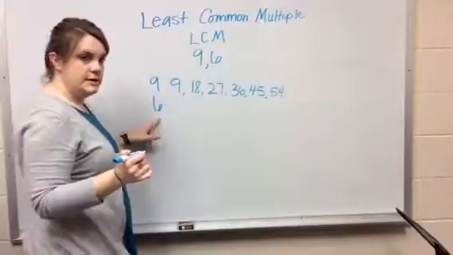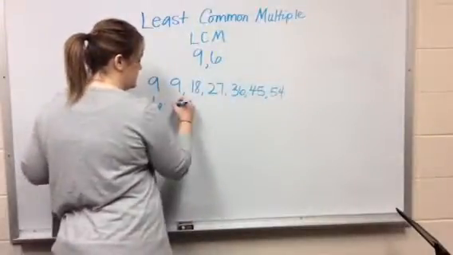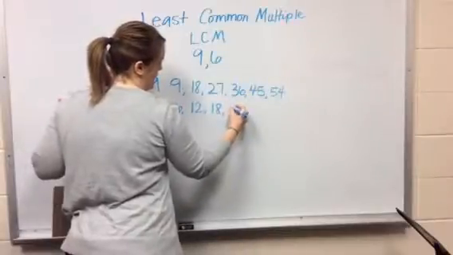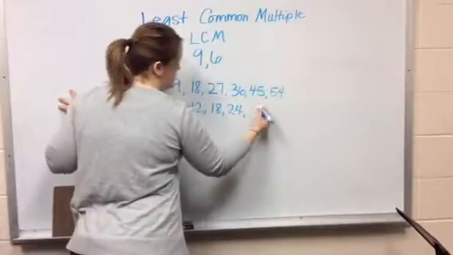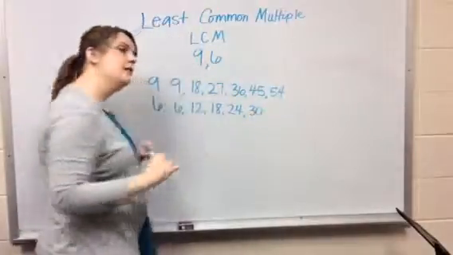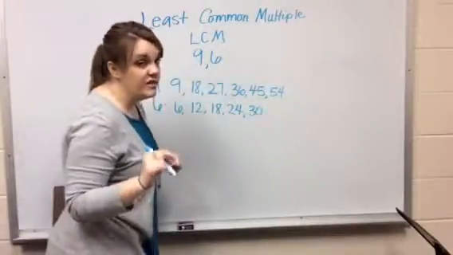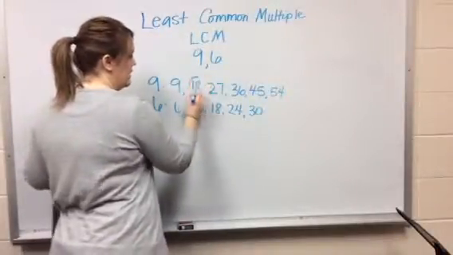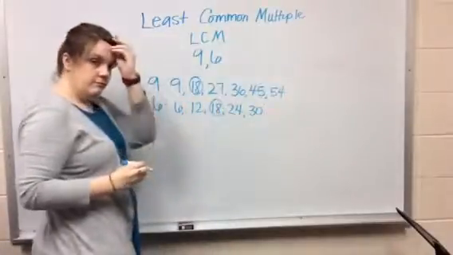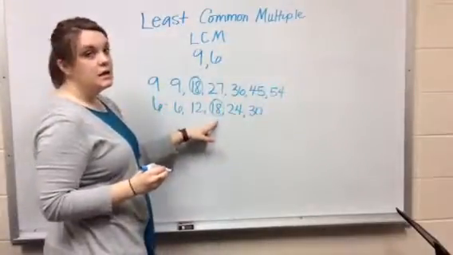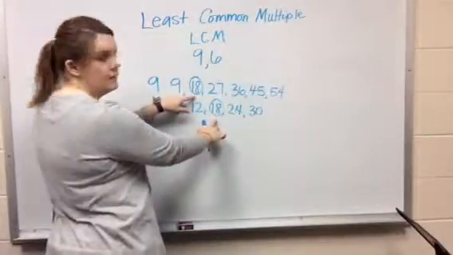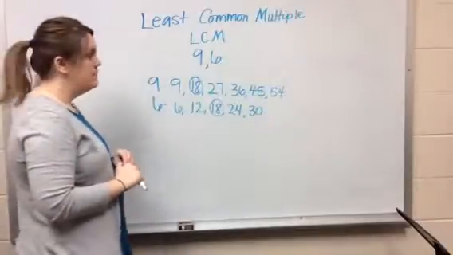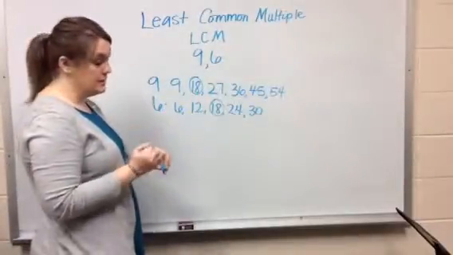Now I'm going to do this for 6. 6 times 1 is 6, 6 times 2 is 12, 6 times 3 is 18, 6 times 4 is 24, 6 times 5 is 30, and I'm going to stop here because I noticed something. I didn't even have to go this far, but I noticed that already I have the number 18 in both of them. That is my least common multiple. This is the smallest number that they have in common when I've listed all the multiples of these numbers. So my LCM of 9 and 6 is 18. This is using the list method.